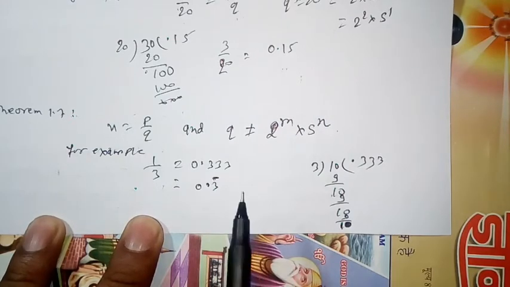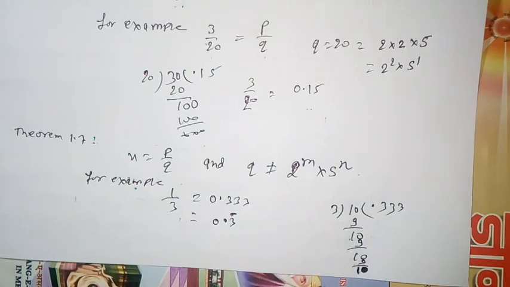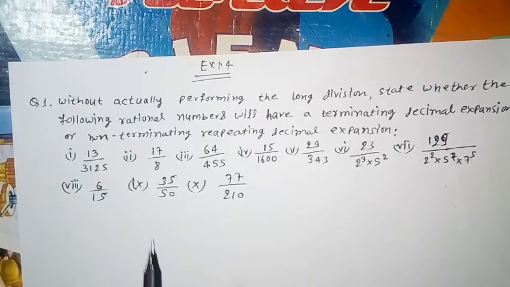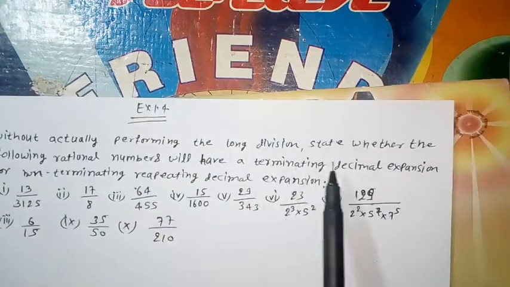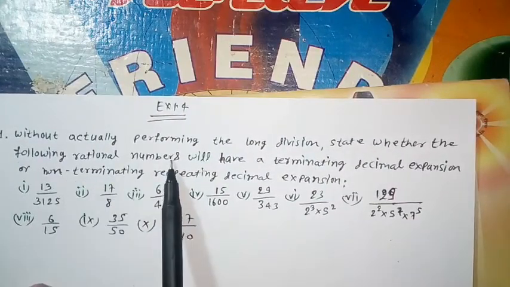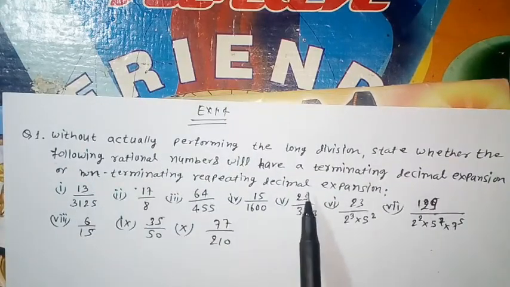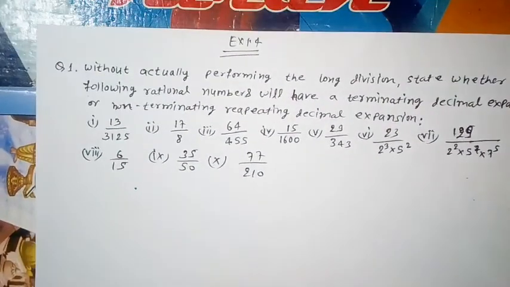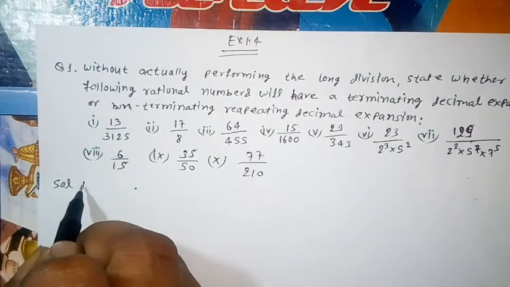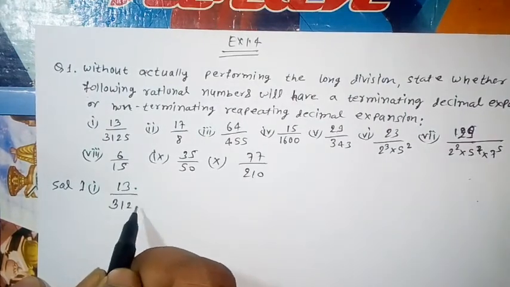repeating number. Okay, now I have come to exercise 1.4, question number 1. Without actually performing the long division, state whether the following rational numbers will have a terminating decimal expression or a non-terminating repeating decimal expression. The first question, solution 1: 13 by 3125.